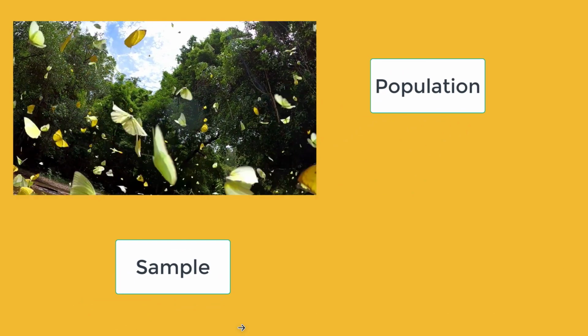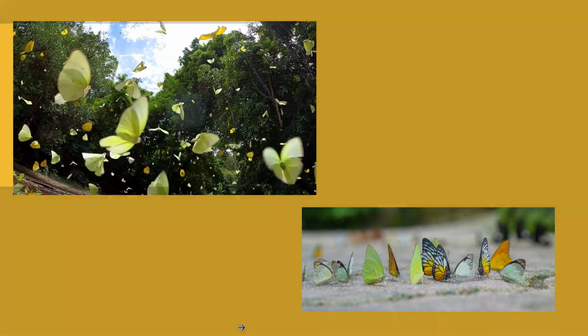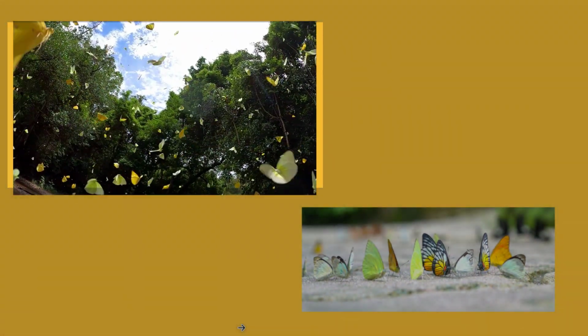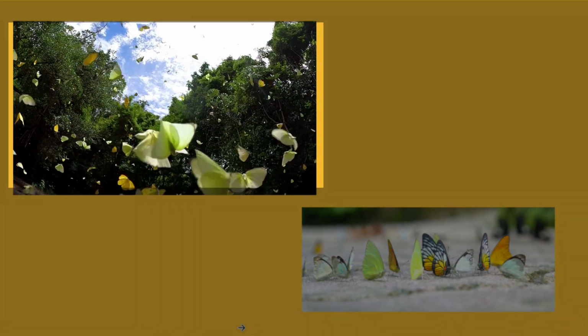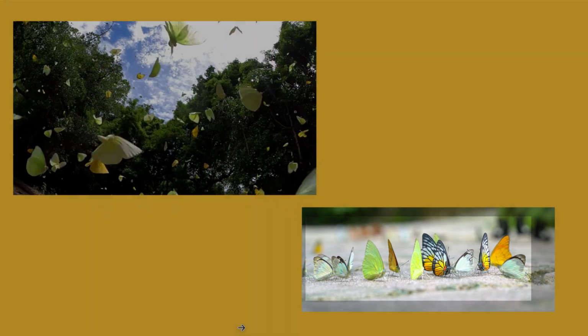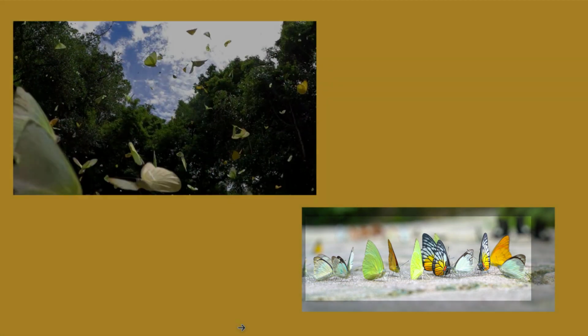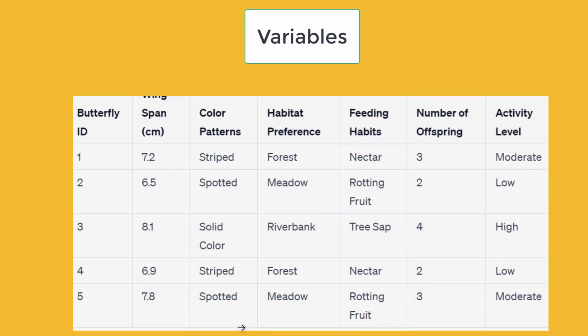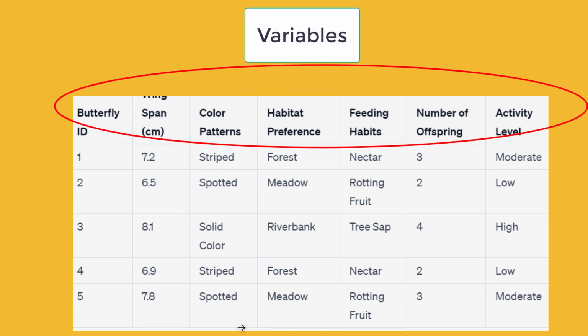So what is population? Population is the group of interest of study. Here in this case, population is all the butterflies which are thriving in this dense rainforest. And what is sample? Sample is a subset of this group of interest which represents this whole population, right? What is variable? Variables are the characteristics of interest which can be measured. It can be numerical data or it can be qualitative data.